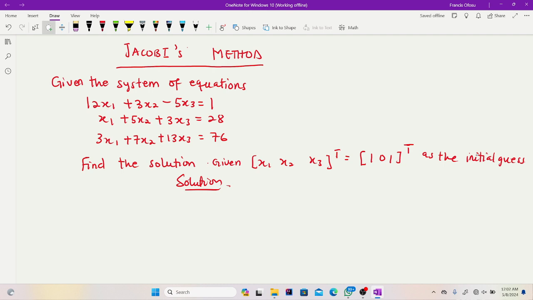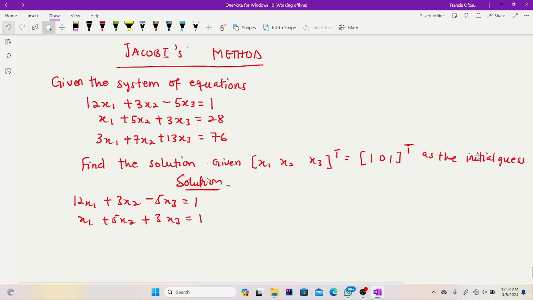So I have 12x1 plus 3x2 minus 5x3 is equal to 1. x1 plus 5x2 plus 3x3 equals 28. 3x1 plus 7x2 plus 13x3 is equal to 76.